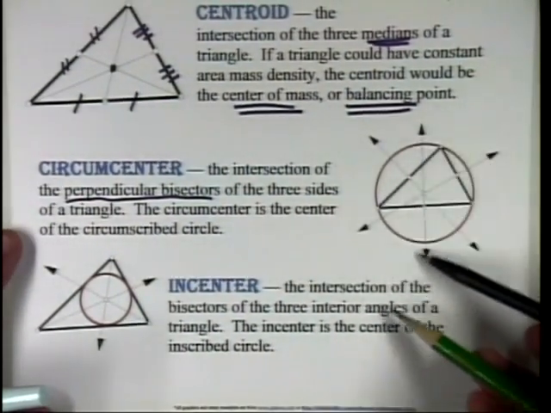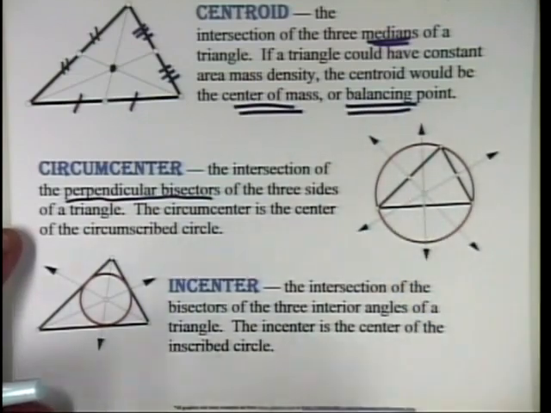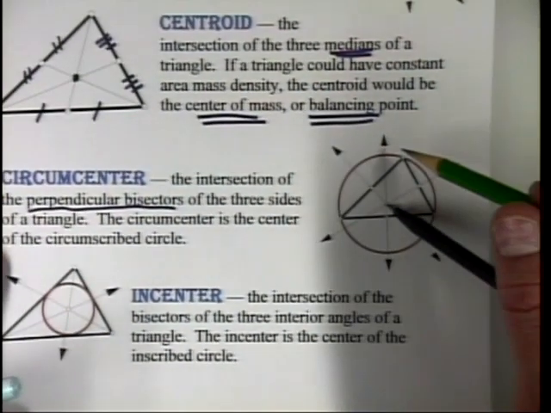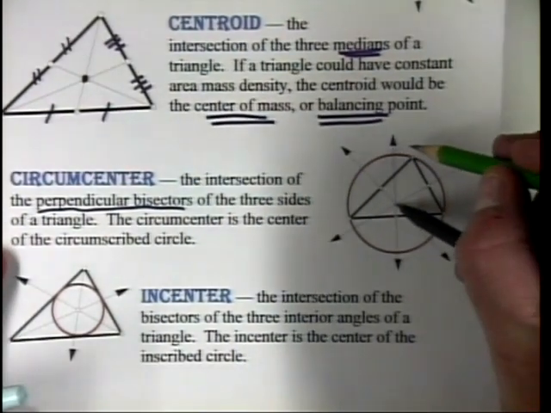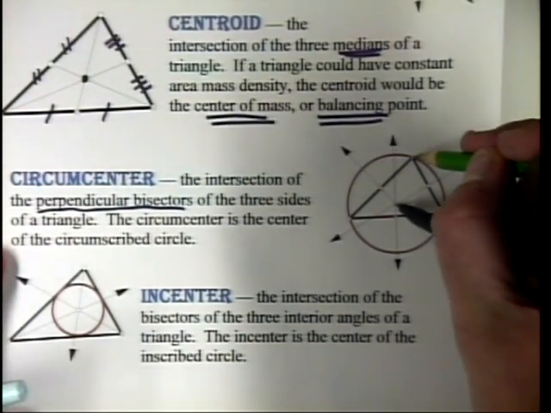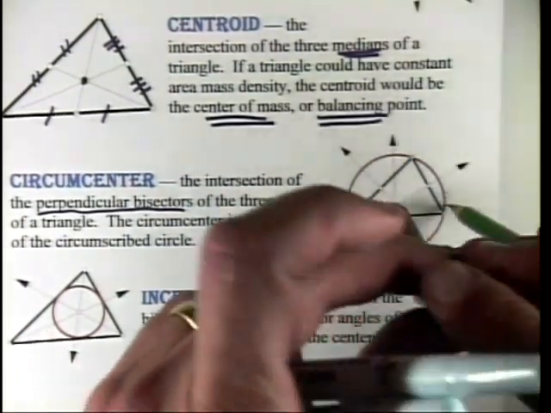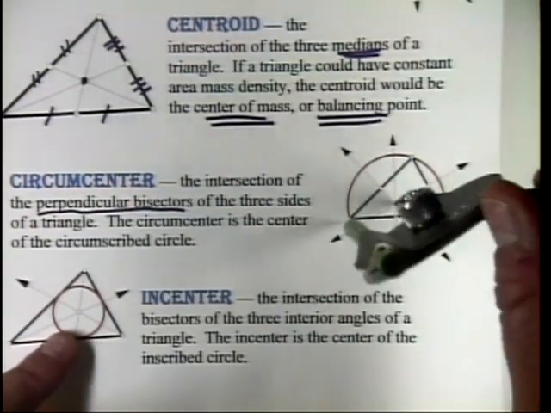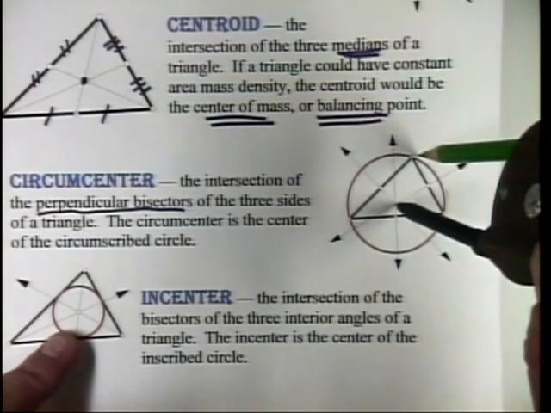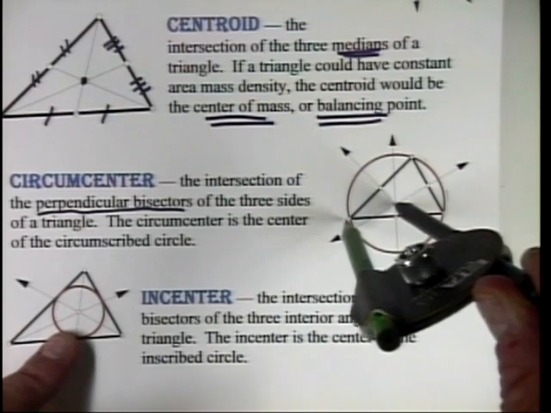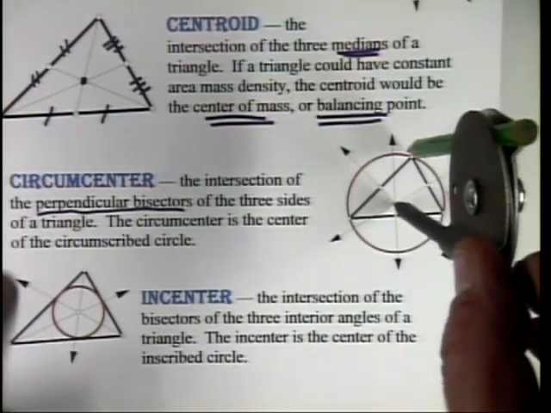So if I drew my three perpendicular bisectors, and I have my little compass here, I could put my compass point down at that circumcenter, and if I go out to any one of the vertices, it should measure the exact same distance. So I could then draw this line all the way around, and it would form that circle. So notice the distance from the circumcenter to each of the vertices is always going to be the exact same distance. Okay? And that's one of the nice properties of the circumcenter.